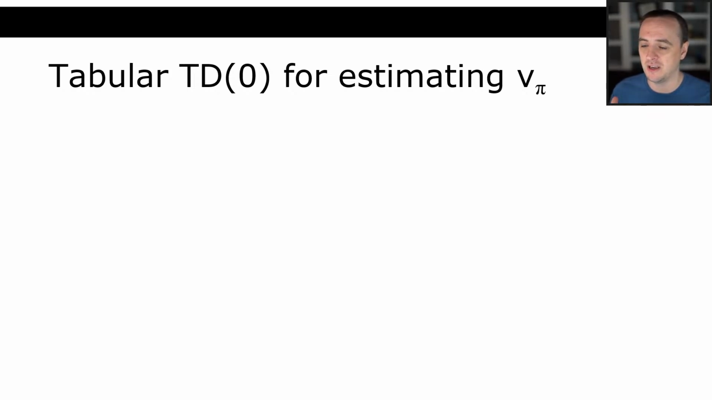It ends up being a simpler algorithm than Monte Carlo, in my opinion. The reason it's a bit simpler is because we don't need to calculate a whole episode and then look at everything that was in the episode. We just do something and we update a value. That's it. So how does that work?